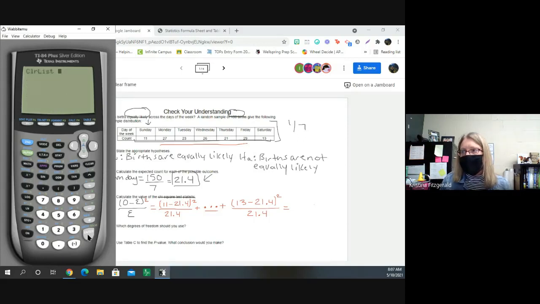And you can hit that and then type in which lists you want to clear. So, for example, in my calculator, I would do second, and if I had something in list 1 and wanted to clear it, I'd push the 1 button, and then I would hit enter, and it would delete the things in that list. So if your lists are getting full, you can do that.